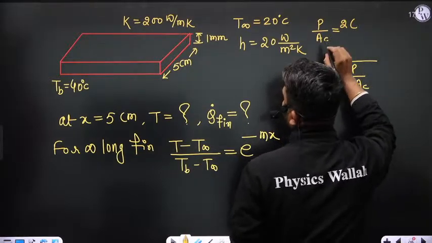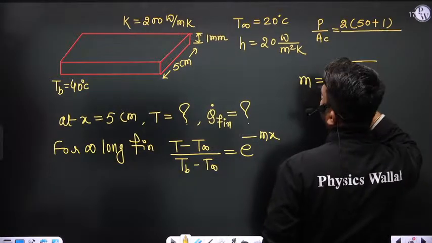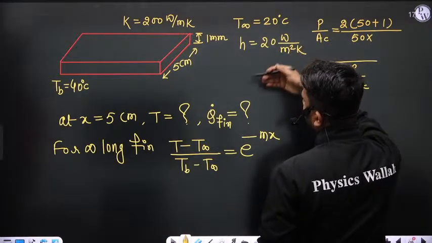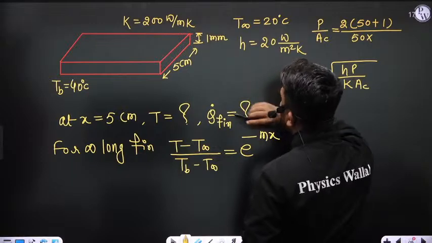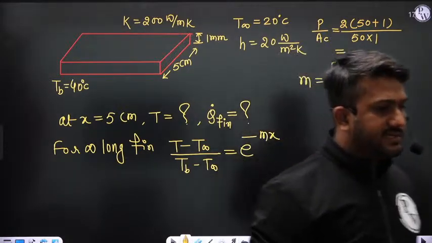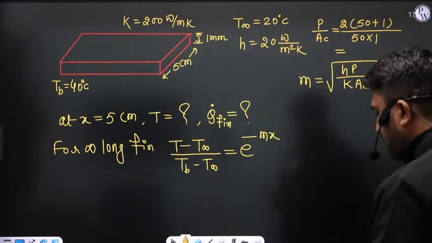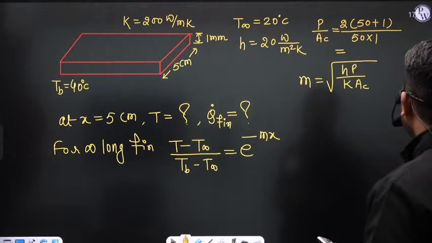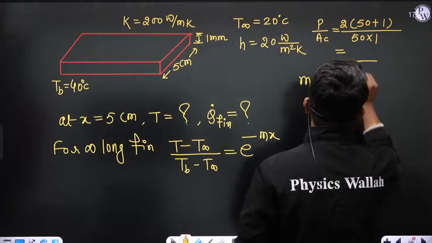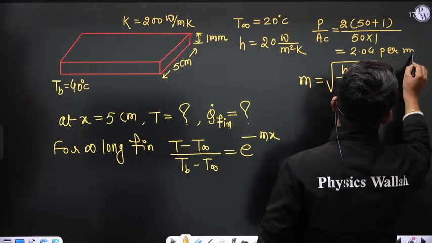Right, so A is 50 mm, plus 1 mm, divided by the cross sectional area. The cross sectional area is 50 multiplied by 1 mm. I converted the centimeter into mm, so 50 mm into 1. So this P by AC is 2 into 51 divided by 50. So it comes 2.04 per mm.